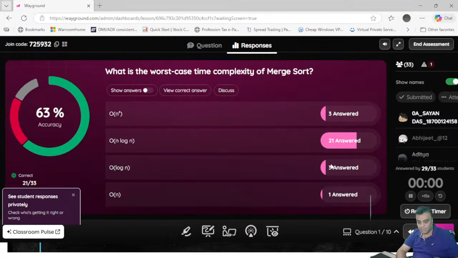Three people still got it as n square and log n. Please correct it. It is n log n. n times it does work at a particular level. How many levels? Log n levels. So n log n.